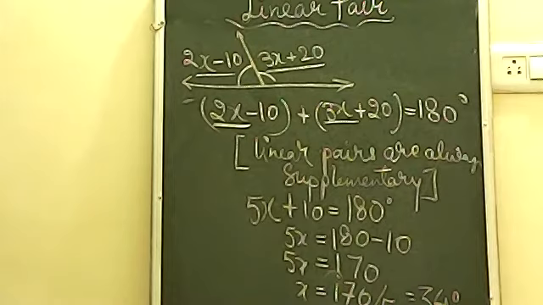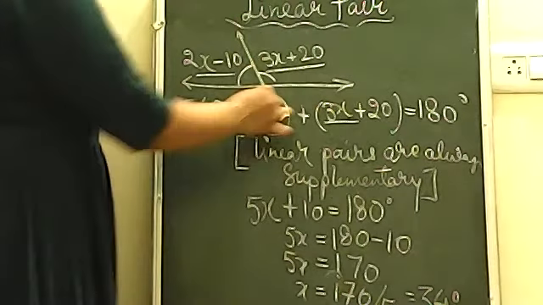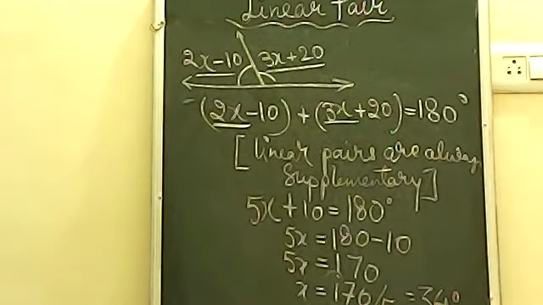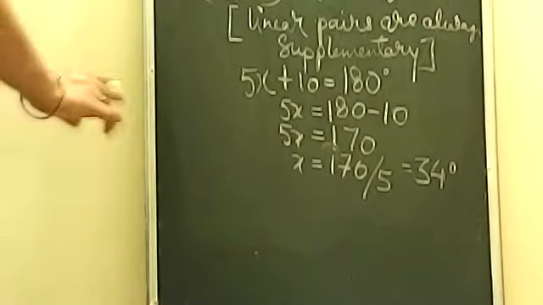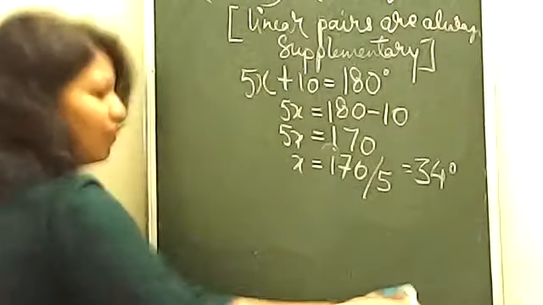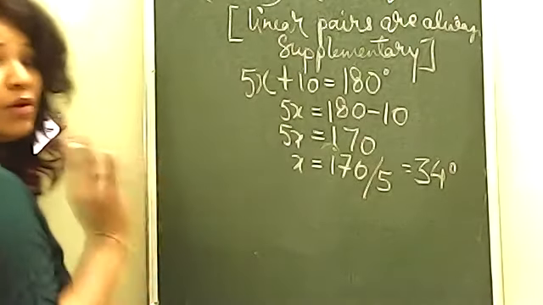Now that we have the value of x as 34, let's find out the value of these two angles which were asked in the question. Because it was not asked from us to find the value of x. We were supposed to find out the value of the angles. So let us find out one by one here.